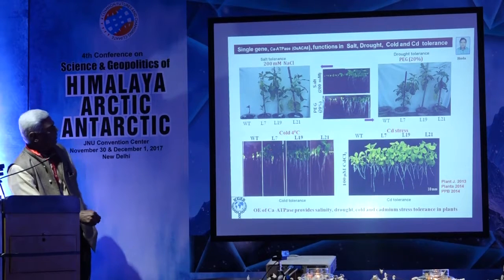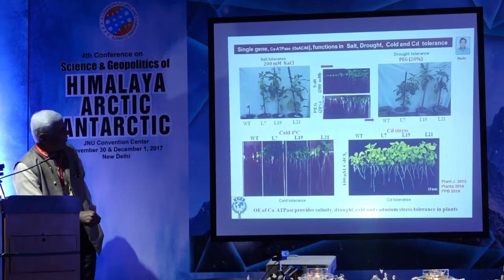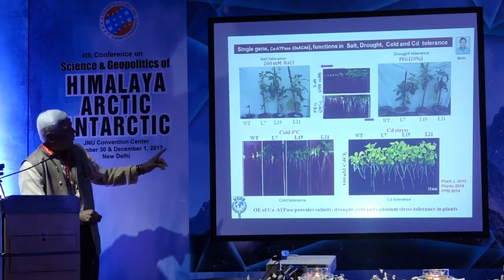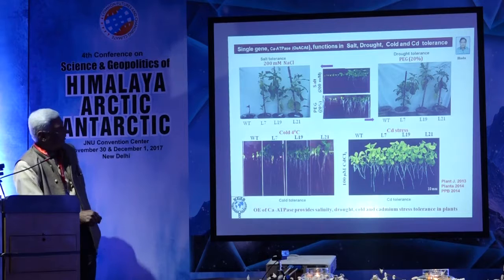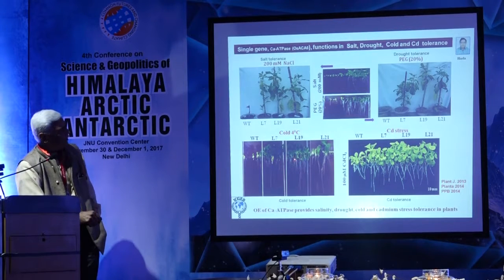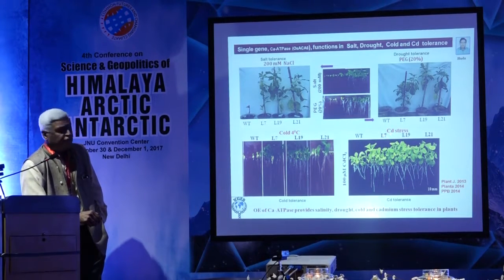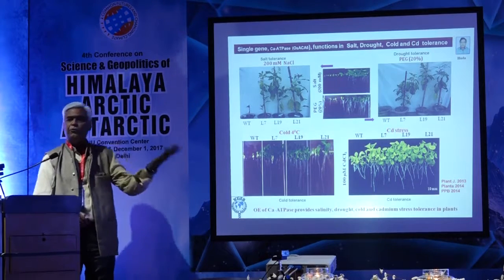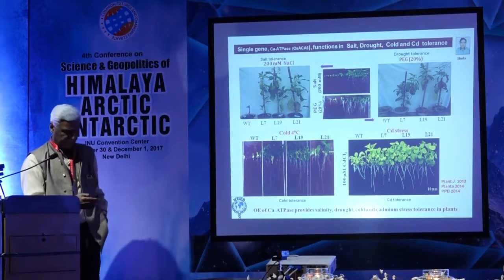In the cold condition, you can see wild type growth is reduced and later they die. This experiment was done at 4 degrees centigrade in the cold room, and the transgenic plants are still growing. Cadmium is a toxic heavy metal, and in the presence of cadmium they are also tolerant. So a single gene is providing tolerance to 4 different kinds of stresses.